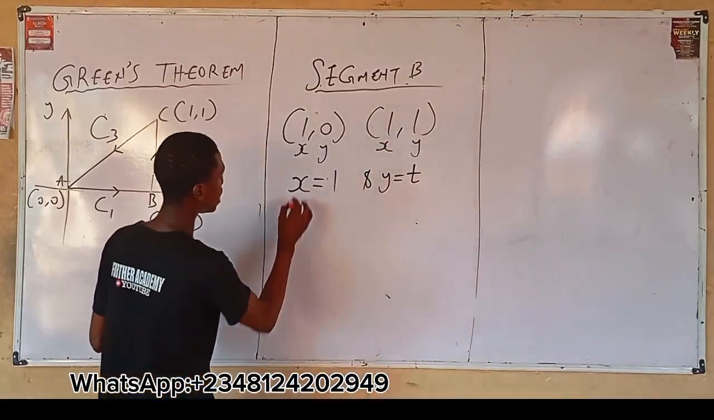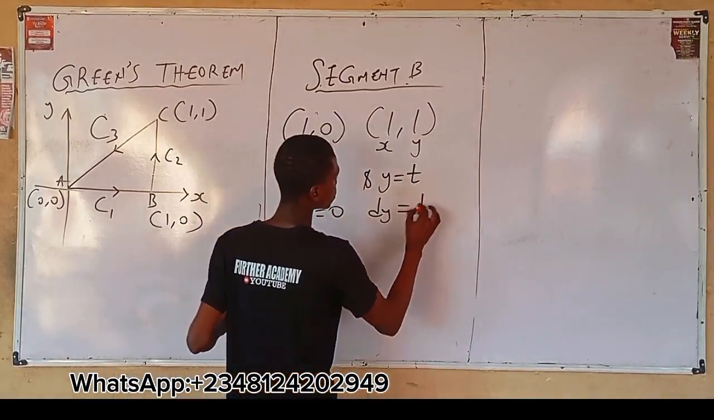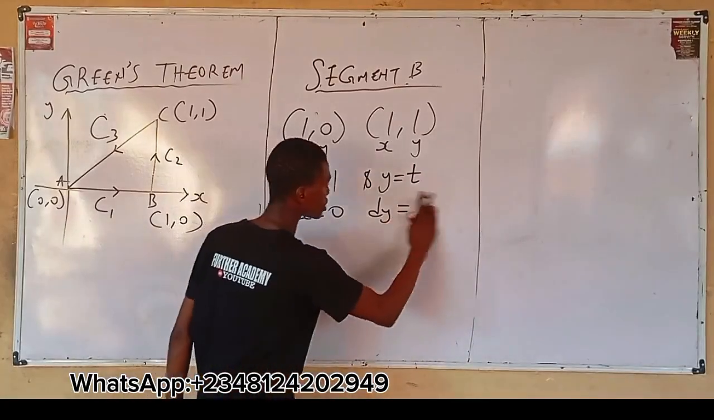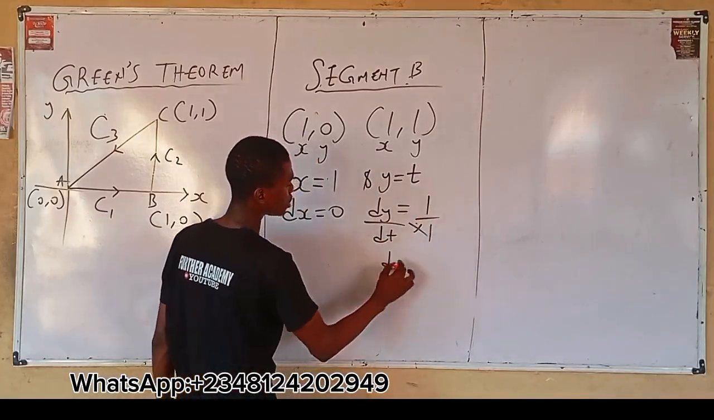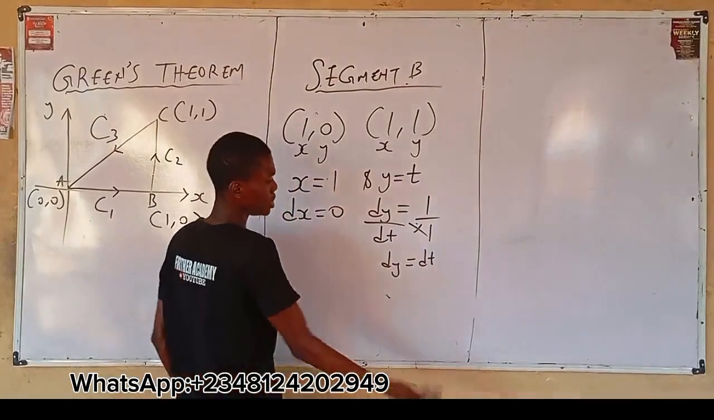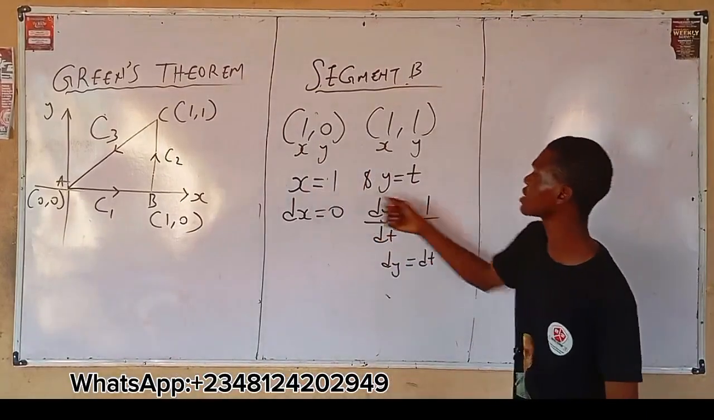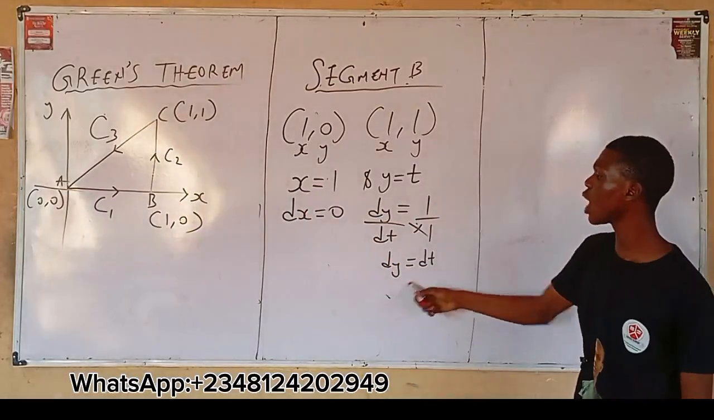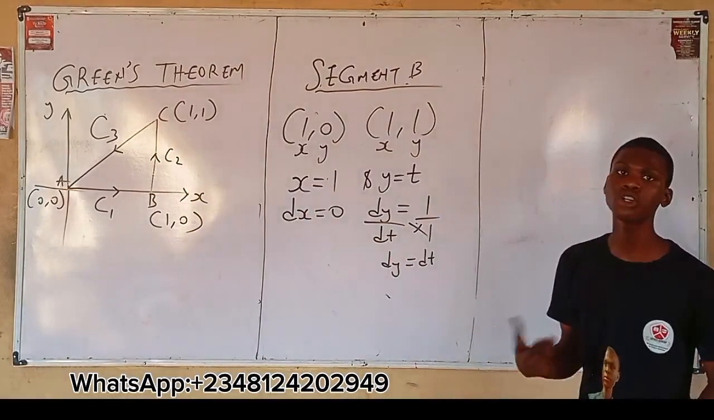Now, differentiate: dx is equal to 0, and y is equal to t. Any question on how I got this? Your normal differentiation, say dy over dt is equal to 1. Cross multiply, meaning dy is equal to dt. That's what we did. So from here, this is my function of x and y, then I've differentiated. I got dx to be 0 and dy to be dt. Now from here, how do you know your limit?